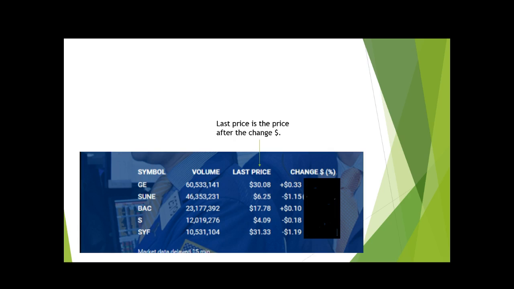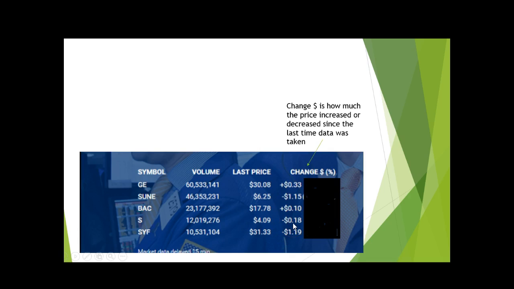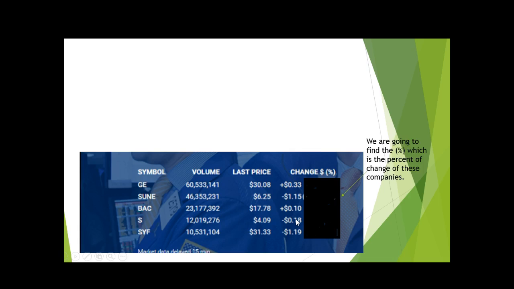The last price is the price after we've gone up by 33 cents, or we've gone down by $1.15, or gone up by 10 cents, or down by 18 cents, or down by $1.19. So this is the price currently after this change. The change is how much the price decreased or increased since the last time the data was taken. So we're going to find the percent that we changed from the price before this to this price.